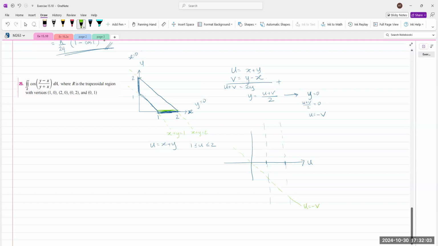And you will see x equals (u minus v) over 2. So if I subtract, let me write it properly. u equals x plus y, v equals y minus x. When I subtract, I get u minus v equals 2x. So x equals (u minus v) over 2, which if I set equal to 0, I get u equals v. u equals v will be this part here.